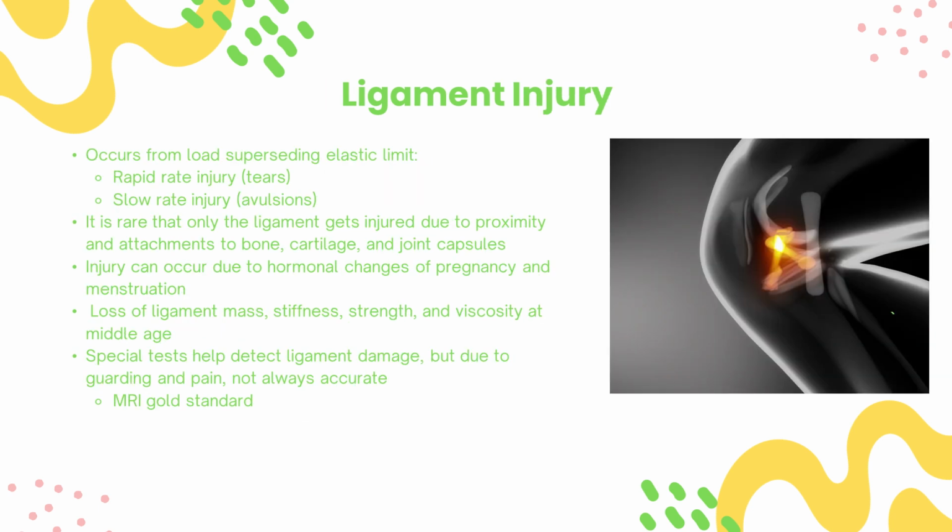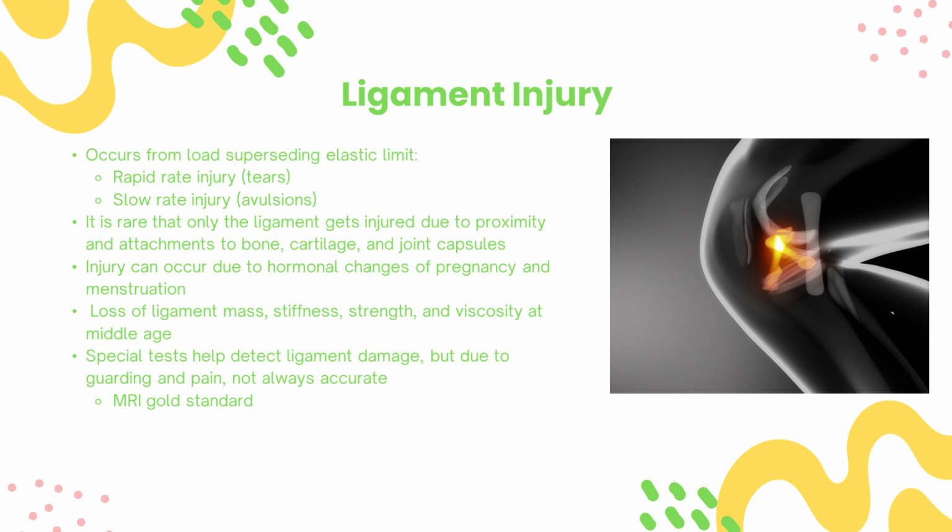When we are also testing for ligament damage, we do have many different special tests. And there's different reliabilities of these special tests. There's different specificities and sensitivities of these special tests. But when it comes down to it, when a ligament is injured, we typically will have guarding as well as pain when we're trying to do these special tests. And this is going to limit our ability to truly detect what's going on in the ligament. So an MRI is the gold standard of detecting if there is a ligament tear.